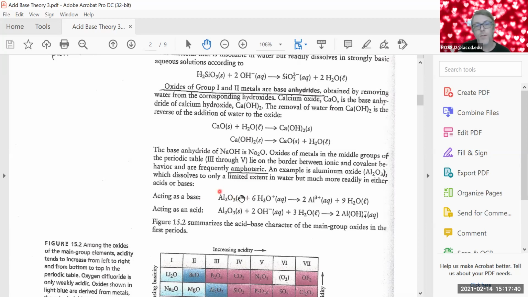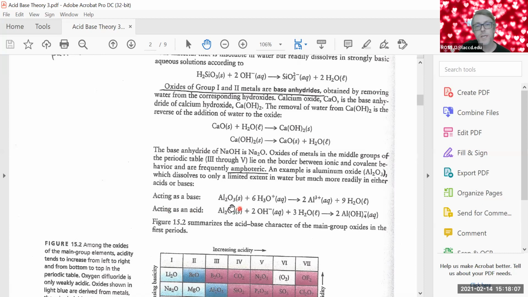So here we have it acting as a base in the presence of an acid. It potentially could produce a salt and water. So here's the water. So this you could think of as a neutralization reaction. An acid and a base gives a salt and water. Here we just don't have a counterion for the aluminum.